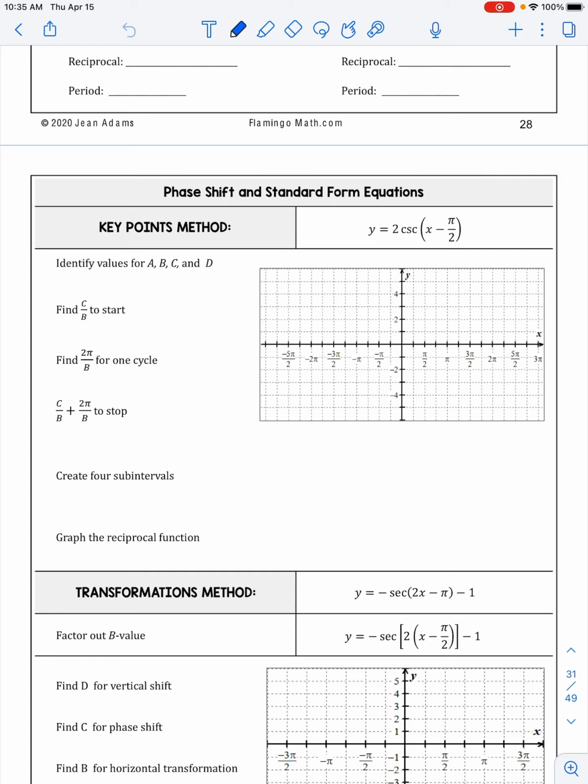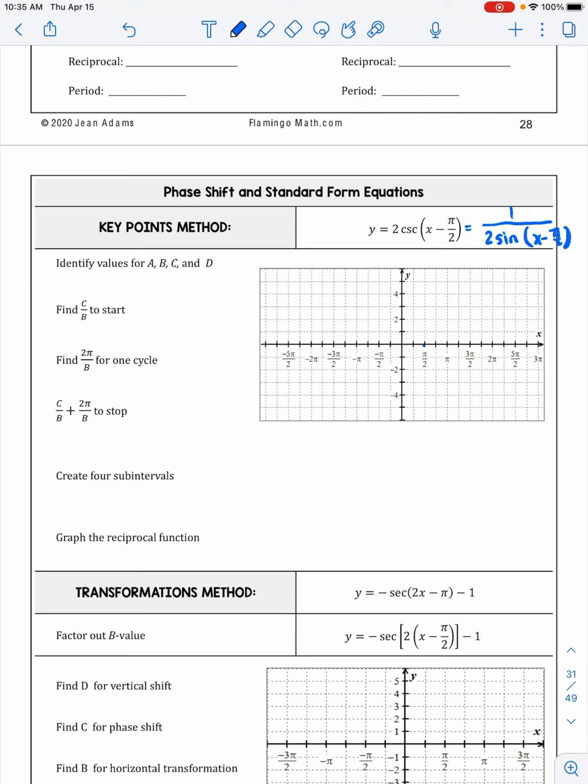So what we were doing on this problem right here, y equals 2 cosecant of x minus pi over 2. And remember that we wrote it as 1 over 2 sine of x minus pi over 2. So we're talking about the sine being shifted. And so I know it's going to go positively through 0 at pi over 2.